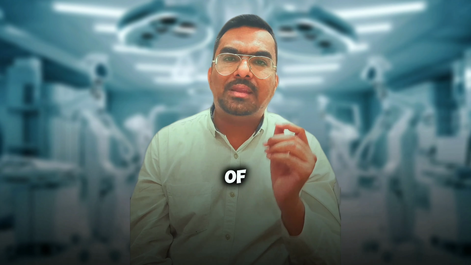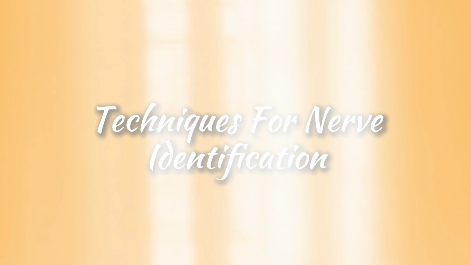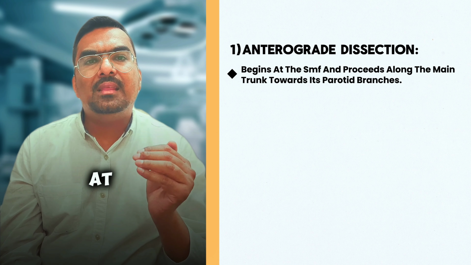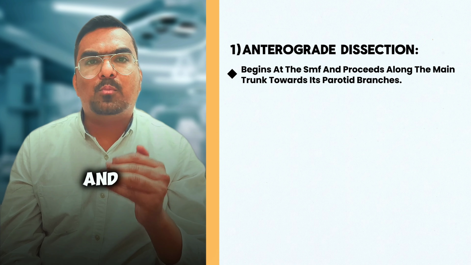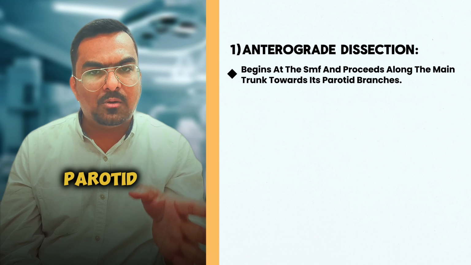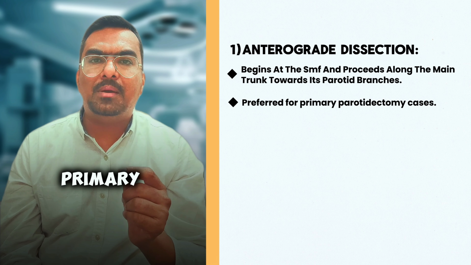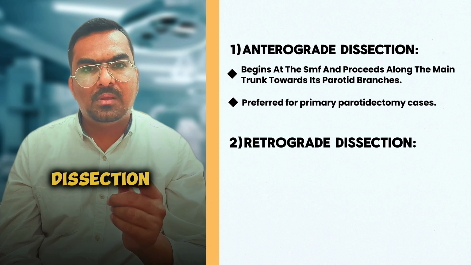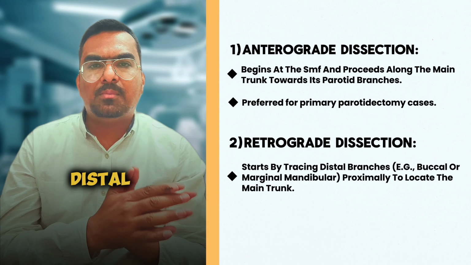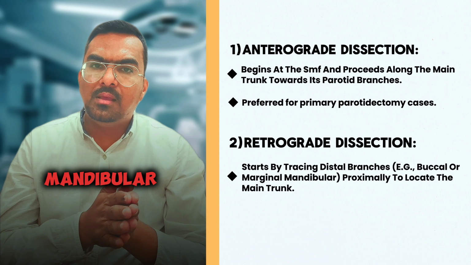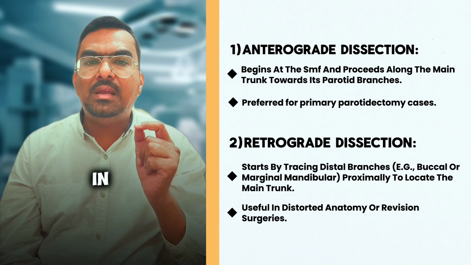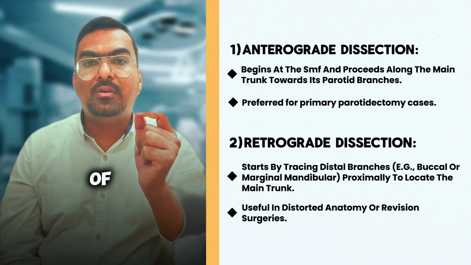Now I'll be telling you some of the techniques for nerve identification. There are two approaches for reaching the facial nerve. The most common one is the anterograde dissection. It begins at the stylomastoid foramen and proceeds along the main trunk towards its parotid branches. It is preferred for primary parotidectomy surgery. However, another one is the retrograde dissection. This approach starts by tracing the distal branches, for example buccal or marginal mandibular, and then proceeding proximally to locate the main trunk. It is useful in distorted anatomy or in revision surgeries.